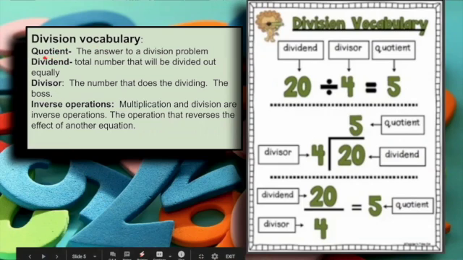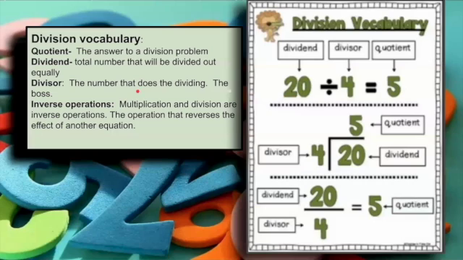Remember, the first word here is quotient, and that is the answer to a division problem. The second word is dividend. That is the total number that will be divided out equally. And when your division problem or equation looks like this, the dividend is in the beginning. That's your total number. Divisor is the number that does the dividing, like the boss. That's here.